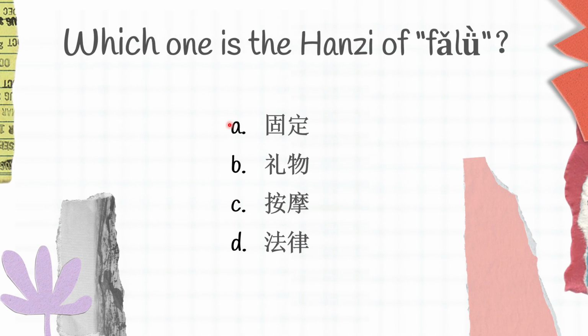Another question here: which one is the Hanzi of Fa Lü? Which one do you think is the right answer? A is Gu Ding, B is Li Wu, C is An Mo, and D is Fa Lü. Fa Lü here is D.